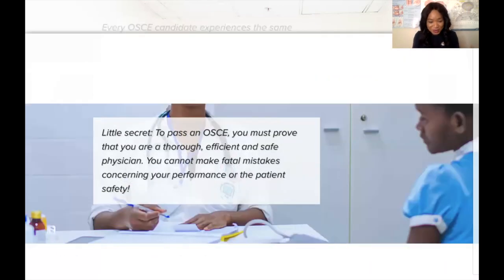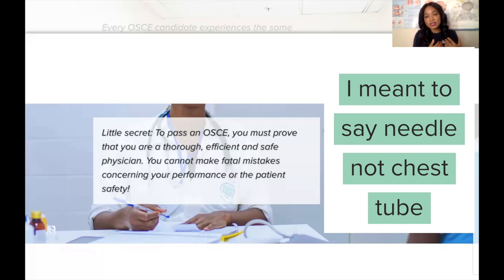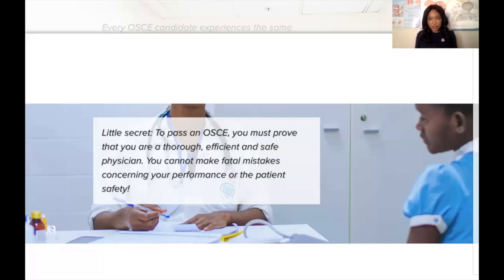Now, this is the little secret in an OSCE. This is the way not to fail. To pass an OSCE, this is just it. You must prove that you're a thorough, efficient, and safe physician. You cannot make fatal mistakes concerning your performance or the patient's safety. This means whatever you're doing, don't do something unsafe. Maybe you're supposed to put a chest tube in the second intercostal space and you say, I'm going to pass into the lung. You can't pass the station. So whatever you're doing, you have to prove that you are safe. That is it.